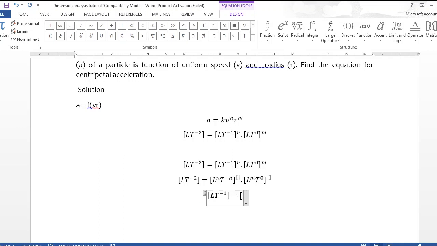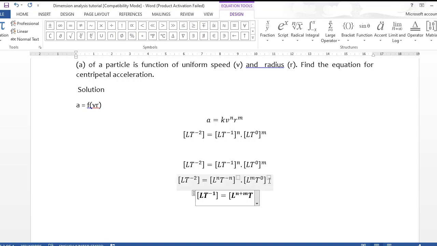Now, here we have the same base, L and L. So when you multiply these bases, L and L, you add the powers. So you maintain the base and you add the powers. So here you add n plus m as my powers using my rules. So it will be L to the power n plus m. Similarly, for the base t, its powers are -n and 0.